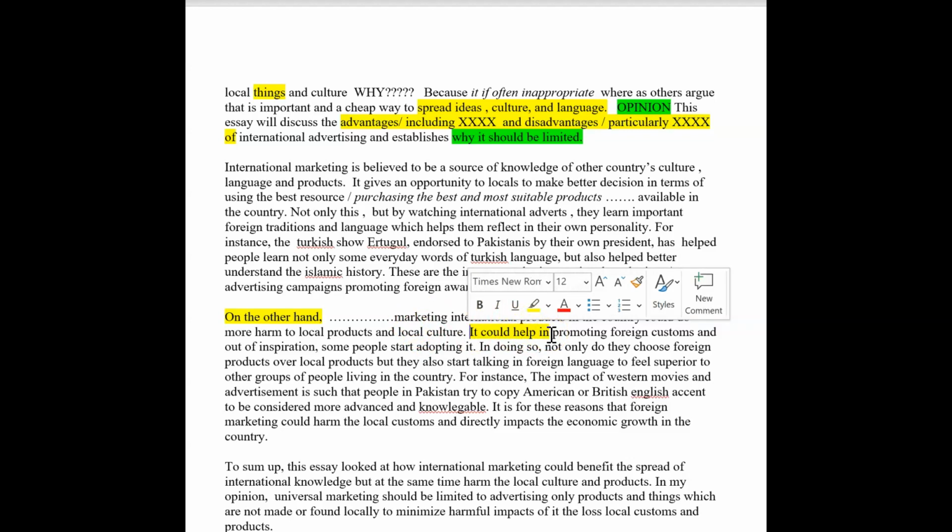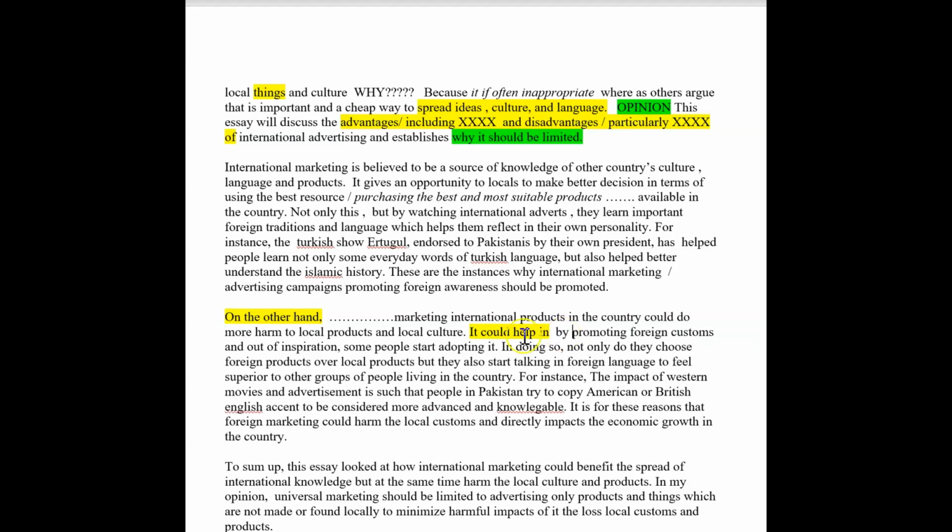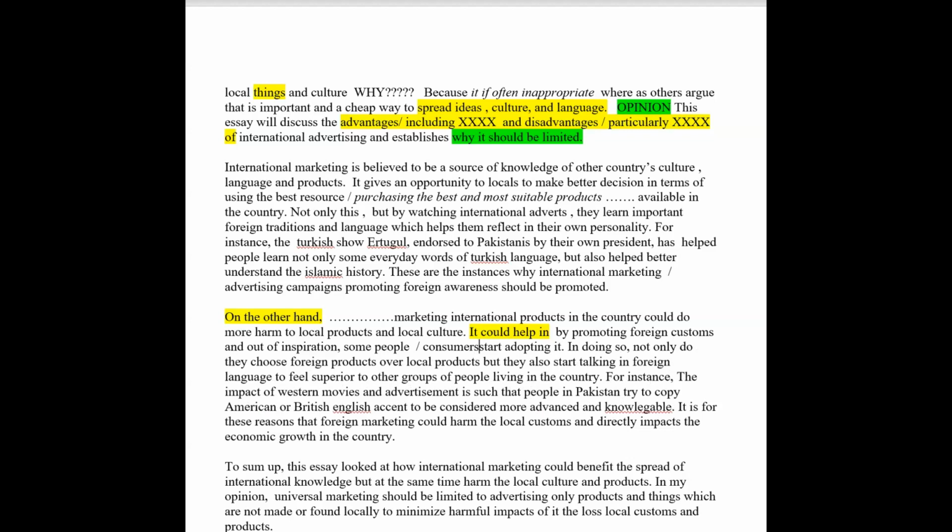So this is because by promoting foreign customs and possibly inspiring people, some people, now we're using people a lot, consumers maybe, who do we mean here, might start shopping. So not only do they choose foreign products over local, well, and you understand this absolutely, but also start talking a foreign language. Oh, that's interesting. Okay, I'd never heard that before. That's quite interesting. For instance, the impact of Western movies and advertisement is such that people in Pakistan try to copy them, okay, to be considered more advanced and knowledgeable. That's very interesting.